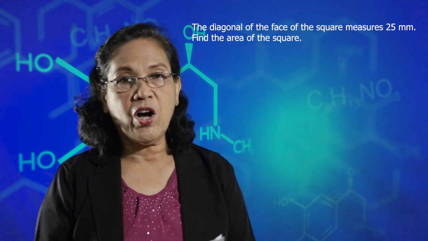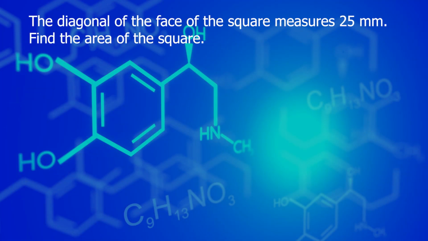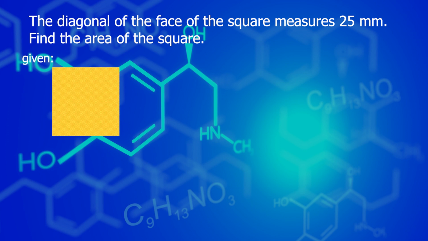Number 2. The diagonal of the face of a square measures 25 millimeters. Find the area of the square. In problem number 2, we are given here that the diagonal of the face of the square is 25 millimeters. And we are asked to get the area of the square.